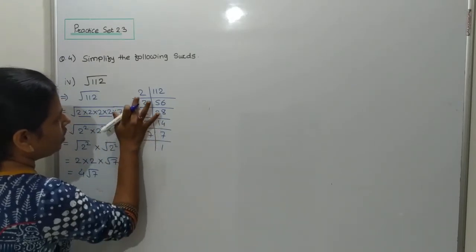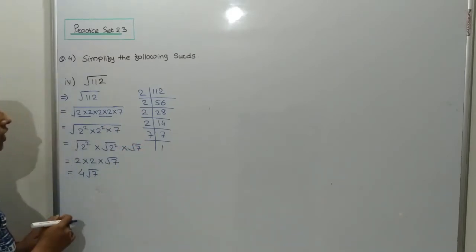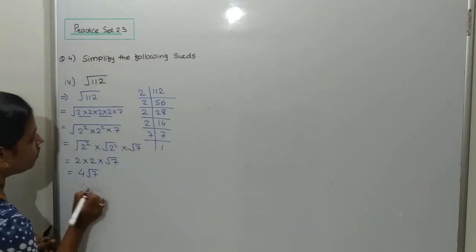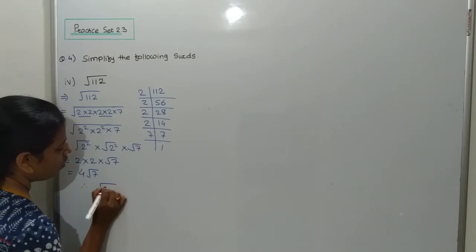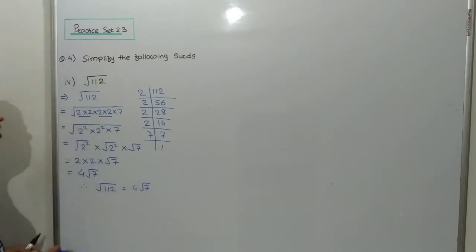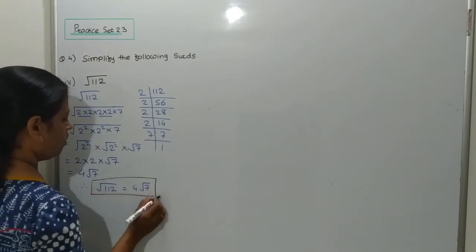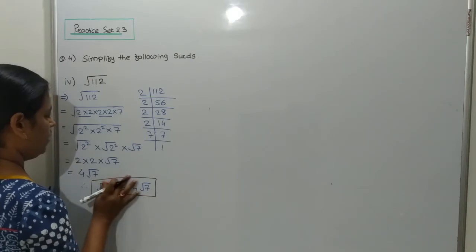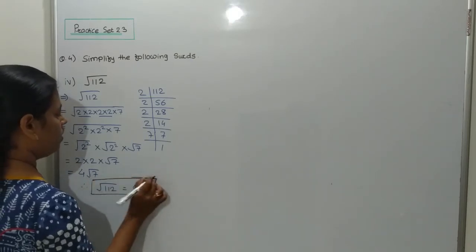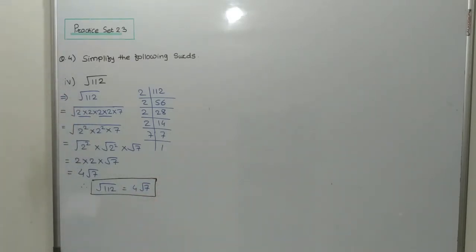Actually this is the factorization part. Do not confuse with it. So how to write? Therefore, we can write it as root 112 is equal to 4 root 7. That means we have to simplify root 112. We have to get the simplest value of this. So this is the answer of the fourth number question. That is 4 root 7.